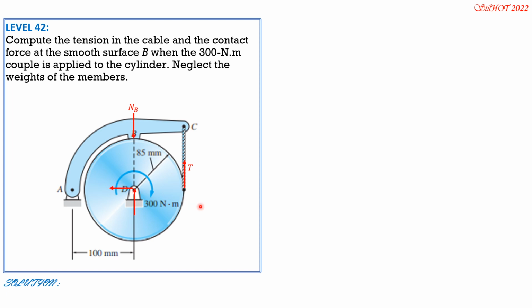So summation moment D or moment D is 0. Then counterclockwise positive. So we have D times 0.085 meter. It should be 0.085 meter to be consistent with this couple here. Then minus 300 Newton meter equals 0. Because NB passes through D. So from there we can solve T equals 3529 newtons. Next, we do the free body diagram of portion ABD.